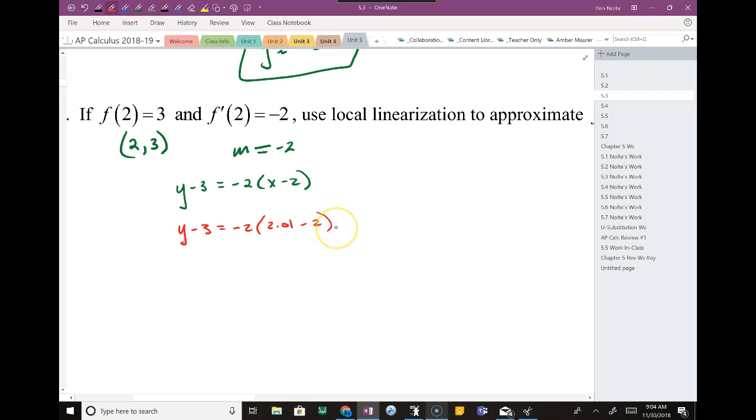Minus 2. Okay, so what is 2.01 minus 2? 0.01. And what's 0.01 times negative 2? Negative 0.02. And then we're going to add 3. So if I add 3 to negative 0.02, what do you get? 2.98. That's it.